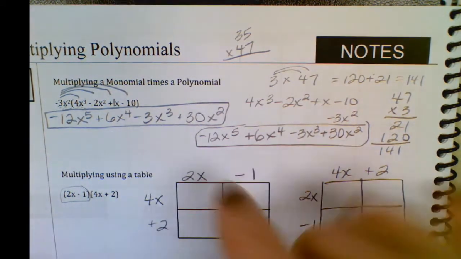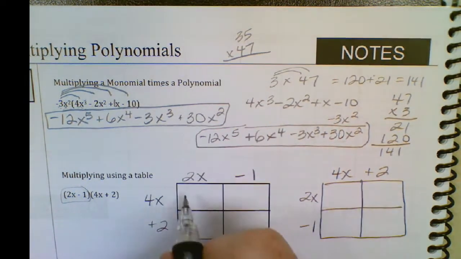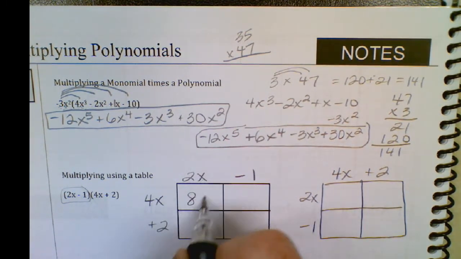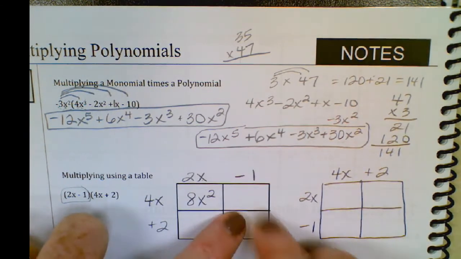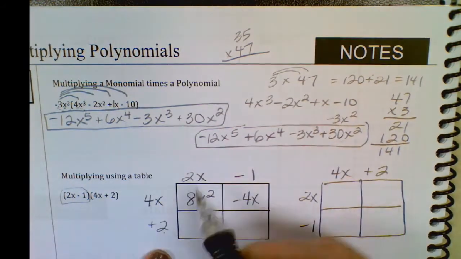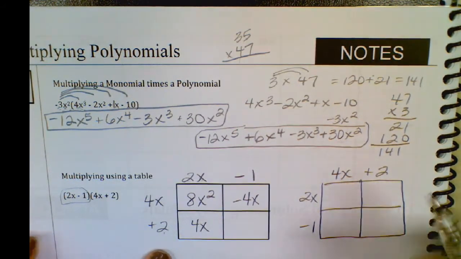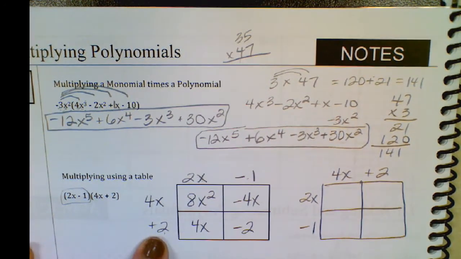So now you're just going to go box to box right there. So you're going to drag down. So I'm going to do 2 times 4 is 8. X times x is x squared. And you're just going to do that for every box. 4x times negative 1 gives me negative 4x. 2x times positive 2 gives me 4x. And 2 times negative 1 is negative 2.